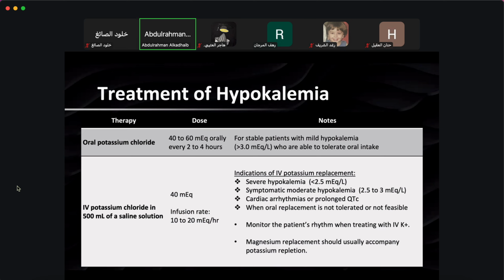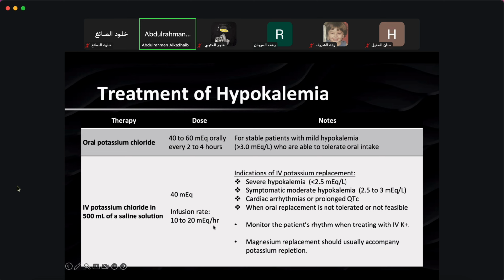And in cases of severe hypokalemia, or if the patient cannot tolerate oral intake, we usually go for the IV potassium replacement using IV potassium chloride. Again, we use it in severe hypokalemia or symptomatic moderate hypokalemia, or in cases of severe arrhythmias or prolonged QT, or when the patient cannot tolerate oral intake because of, for example, repeated vomiting or nausea.